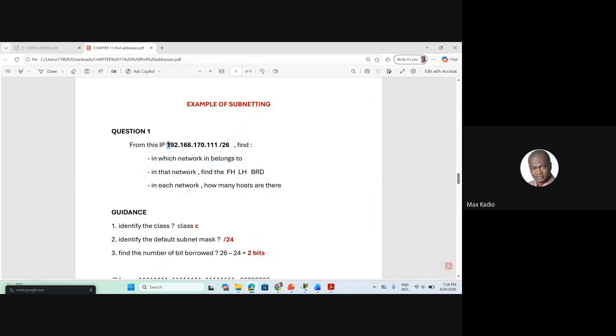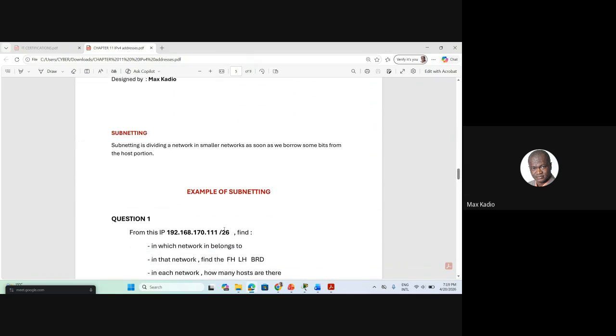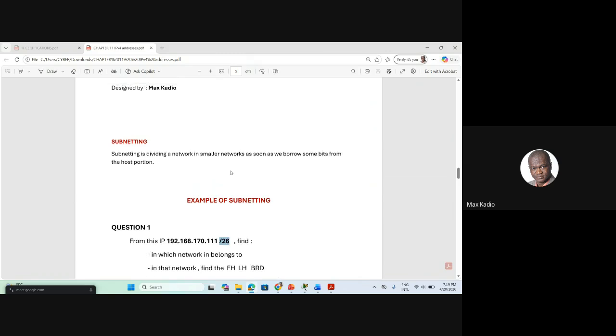So this is the network. And you can see that it starts with 192. So it's a class C. Class C, normally the default subnet mask is /24. But here it is /26. It means I have my 24, and from the host, I took 2 more.